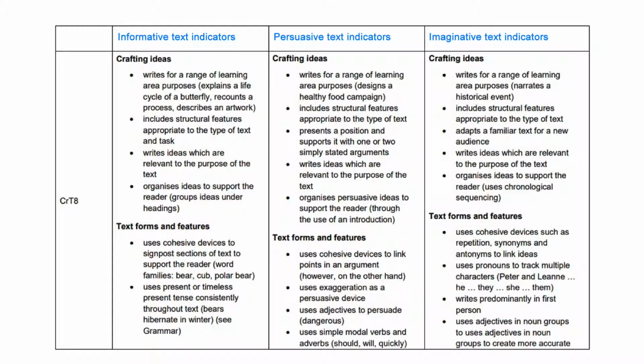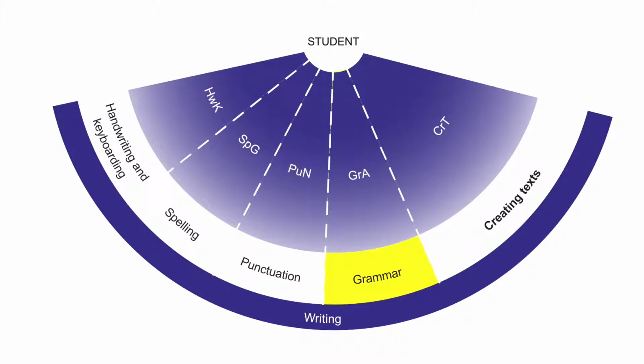From that level, indicators are grouped into 3 broad text purposes: informative, persuasive, and imaginative, to show how language changes for these different purposes. This also acknowledges that different texts are created by students in different curriculum areas. The grammar sub-element describes how a student becomes increasingly proficient at creating written texts with higher levels of grammatical accuracy.